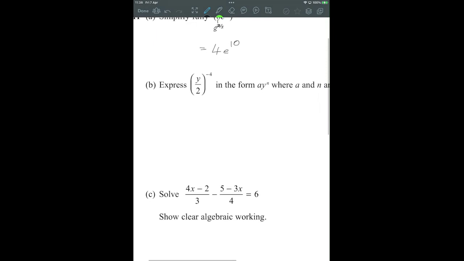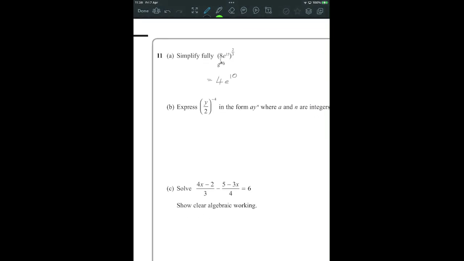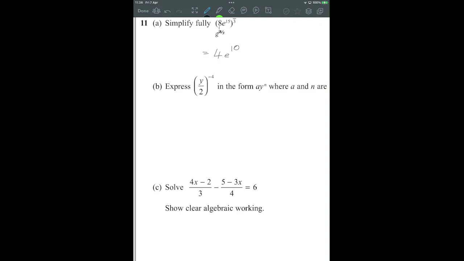Part B, express that in that form where a and n are integers, are whole numbers. Okay, well, first thing I want to deal with is that negative. So the negative power is flipping the fraction over. Okay, but that doesn't look like the form they want. They didn't have it as a fraction, so I'm going to put that y as a power of -1, bring it out of the fraction as a power of -1, and then finally do the power 4.